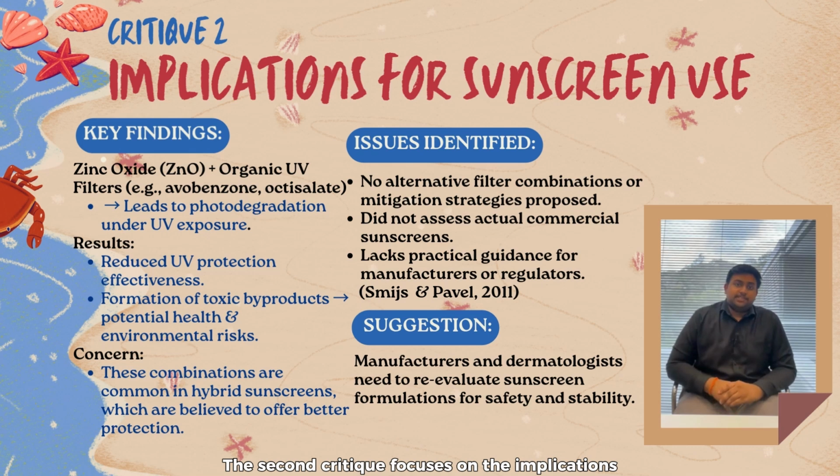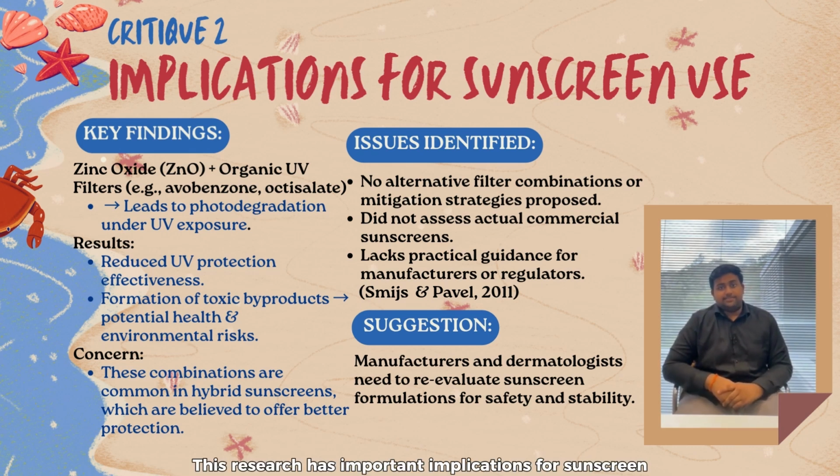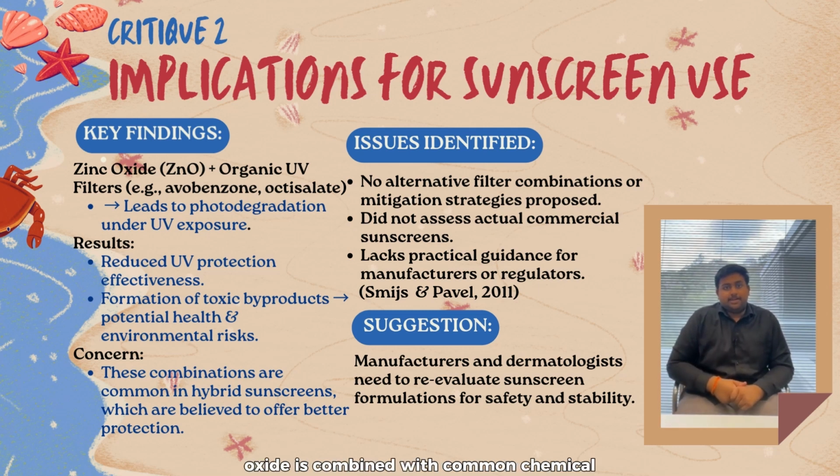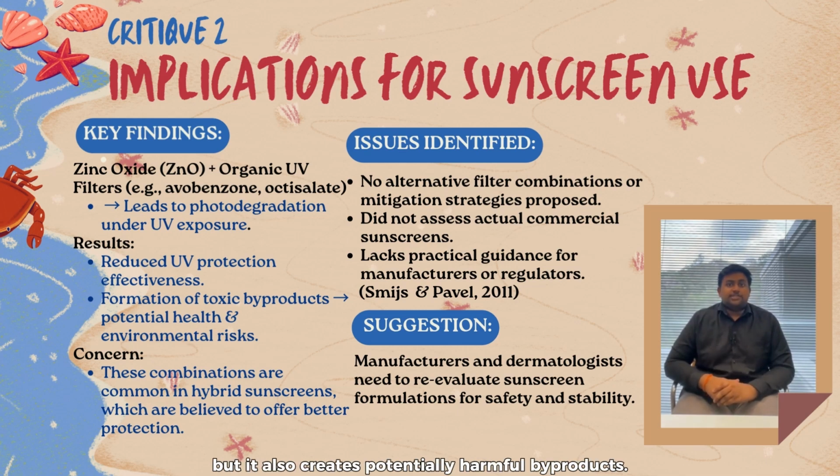The second critique focuses on the implications for sunscreen use. This research has important implications for sunscreen safety and design. It shows that when zinc oxide is combined with common chemical UV filters like avobenzone and octisalate, the mixture breaks down under UV light. This not only reduces how well the sunscreen protects your skin, but it also creates potentially harmful byproducts.